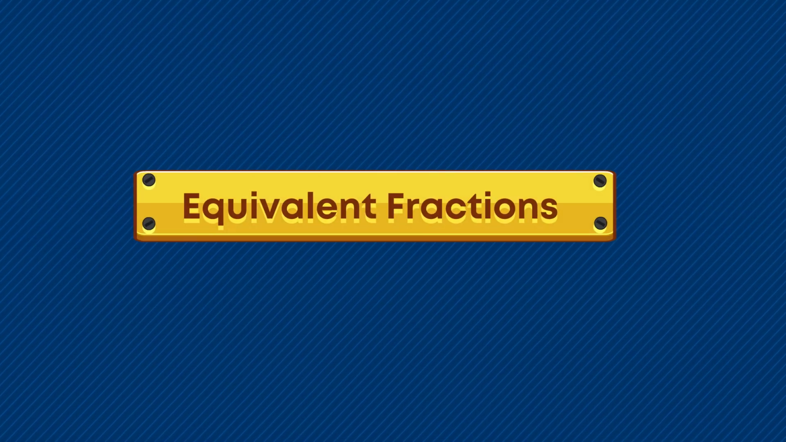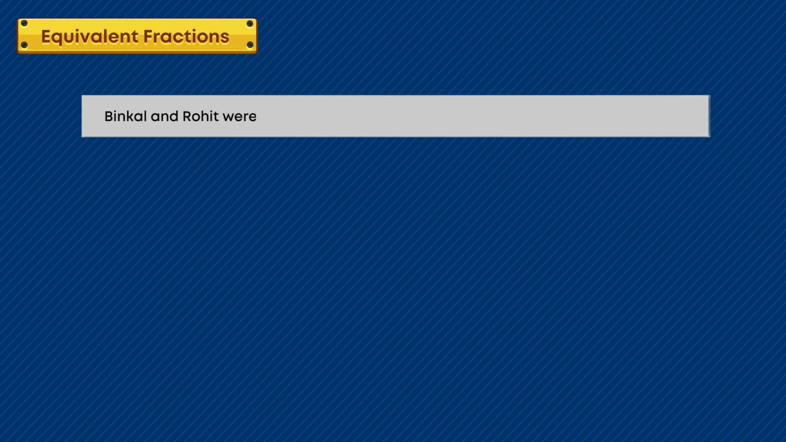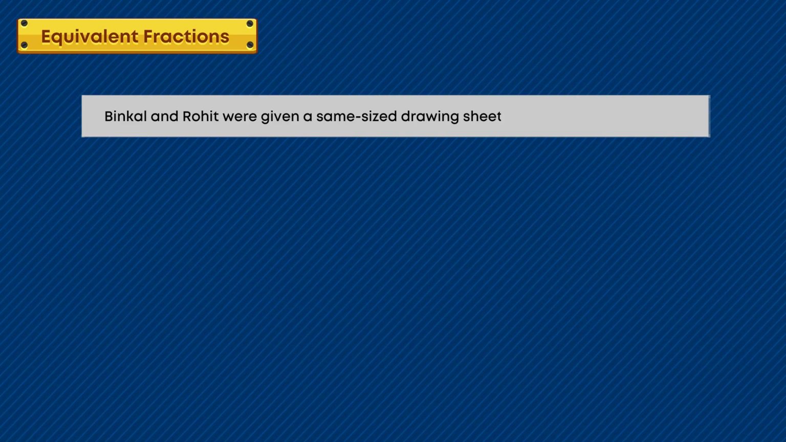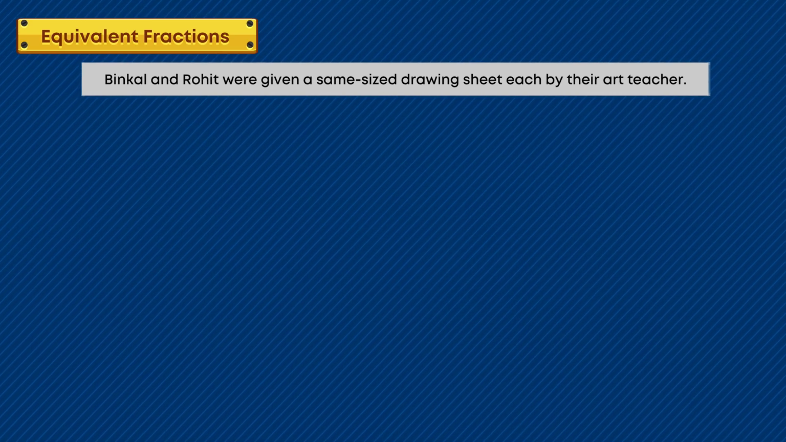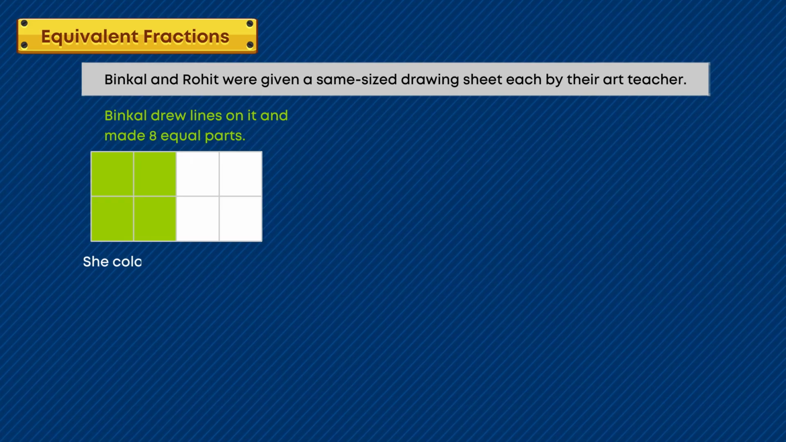Equivalent fractions. Binkal and Rohit were given a same-sized drawing sheet each by their art teacher. Binkal drew lines on it and made 8 equal parts. She colored 4 parts out of 8. 4 by 8.